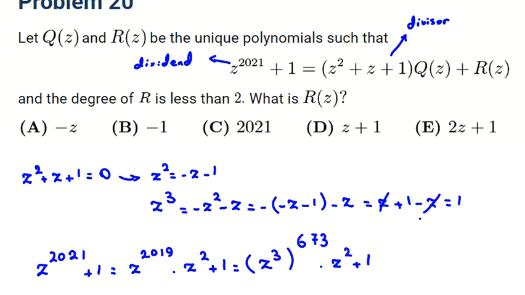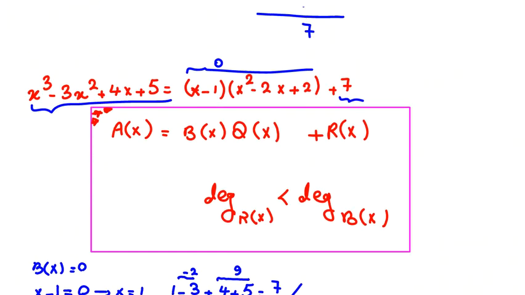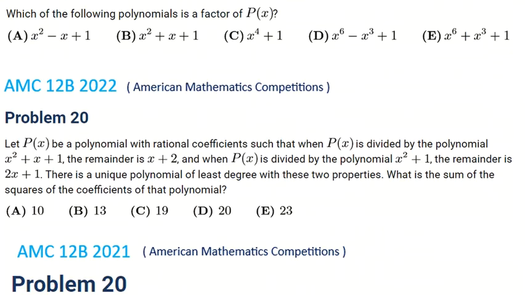z cubed is what? It is 1. So this one will be 1. It will be z squared plus 1. z squared was what? Negative z minus 1 plus 1. Okay, so 1 and negative 1 will be cancelled and the answer will be negative z. Choice A.